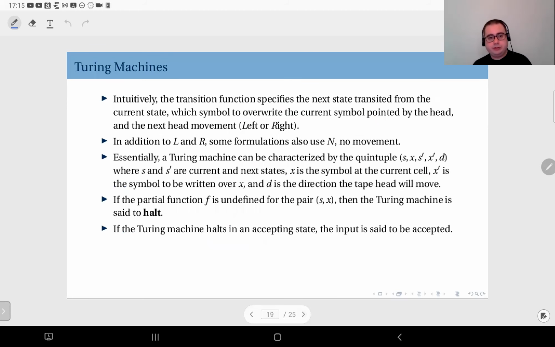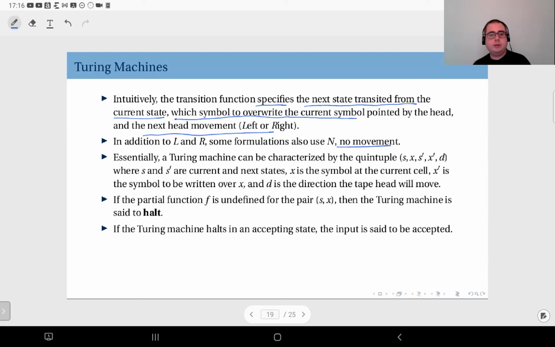Now, what does this structure do? You have a control unit and the memory unit, that is the tape. And what happens is, intuitively, the transition function specifies the next state transitioned to from the current state. And recall, we have an initial state. And also which symbol to overwrite the current symbol pointed to by the head that indicates the position within the tape, and the next head movement. Do we shift the position towards the right or towards the left? As I said, you can also have no movement, but that is not a generally used movement.